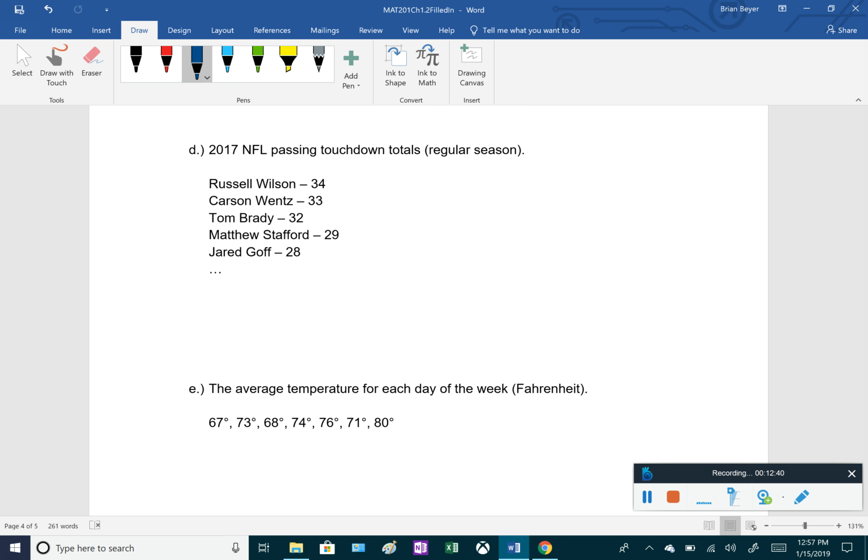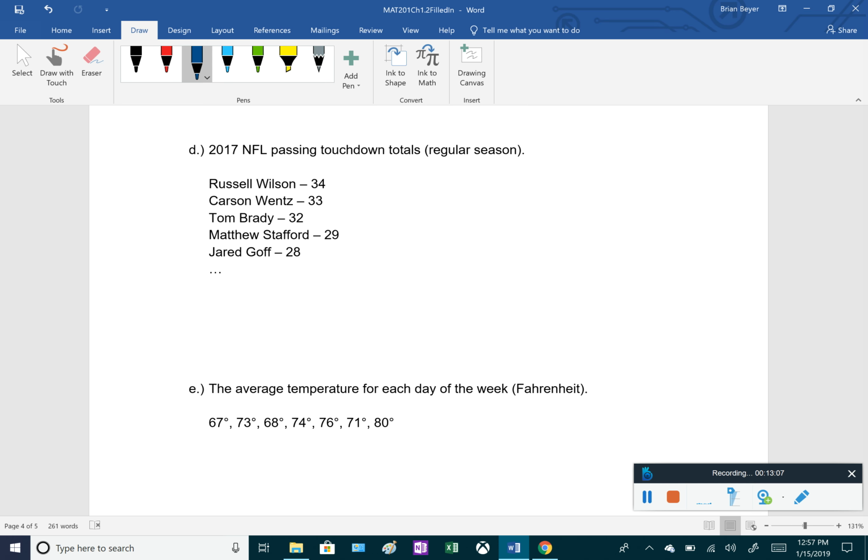So these touchdown totals are obviously quantitative data, so technically it could be ordinal, interval, or ratio. Meaningful differences can be calculated. If we did the top 2 quarterbacks here for passing touchdowns, Russell Wilson and Carson Wentz, 34 minus 33, that means Russell Wilson threw 1 more touchdown, so a meaningful difference can be calculated.